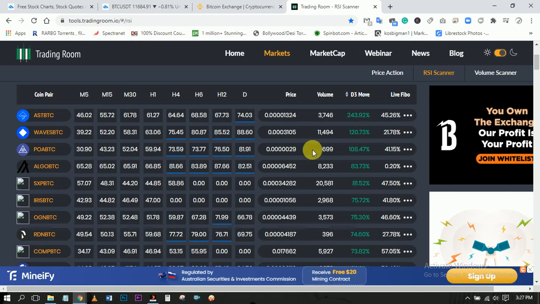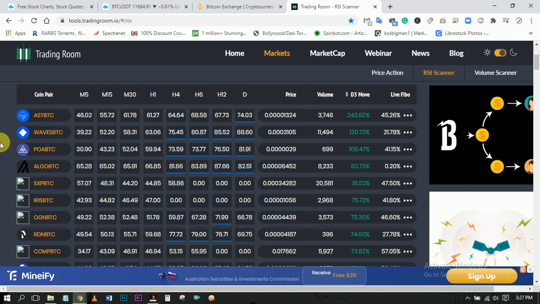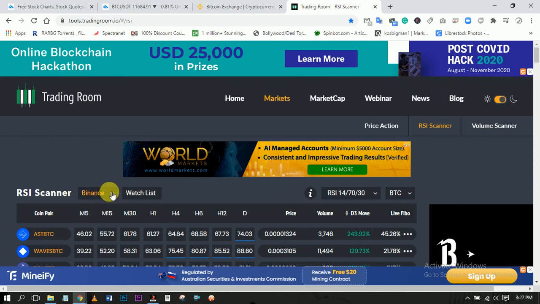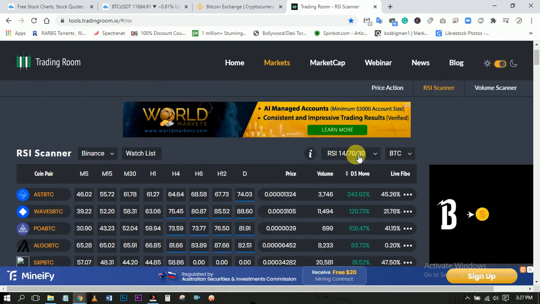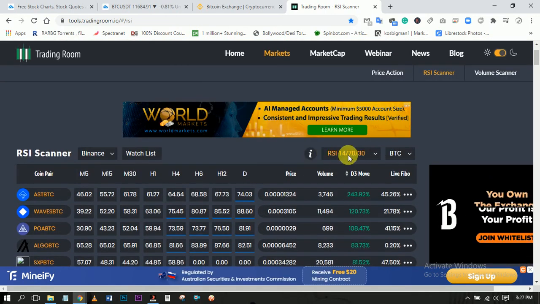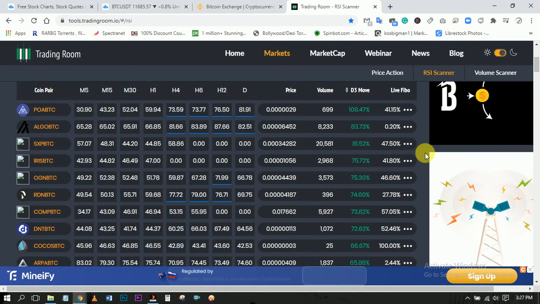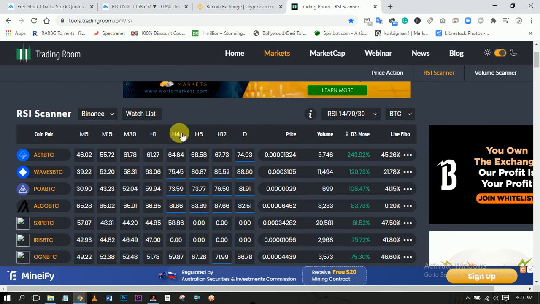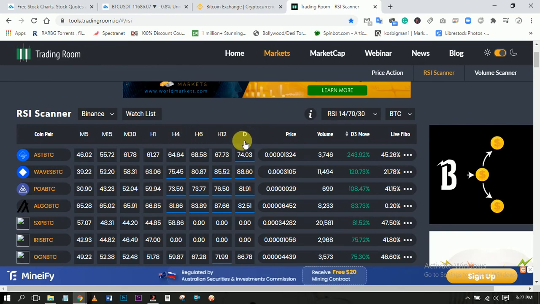You can see that there's so many cryptocurrencies here, and all of them here are on Binance market. You can select any market that you want, but I usually use Binance. Then you can see the RSI here. Then you can also filter based on time frame. You can see the 4-hour time frame I use, the daily time frame that I use.